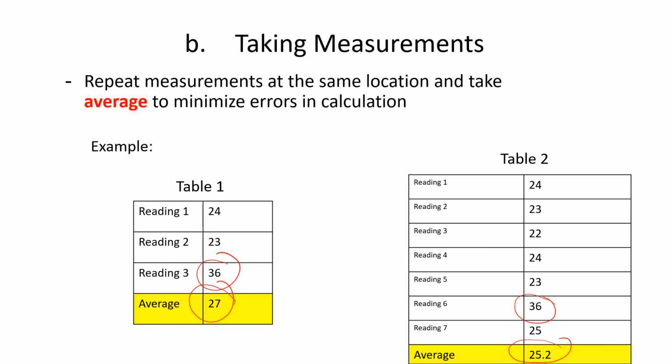So in summary here, the point of taking the average is to minimize your errors in calculation with outlier values as seen here, and to also ensure that the average is a more reflective number of the other readings that you have taken.